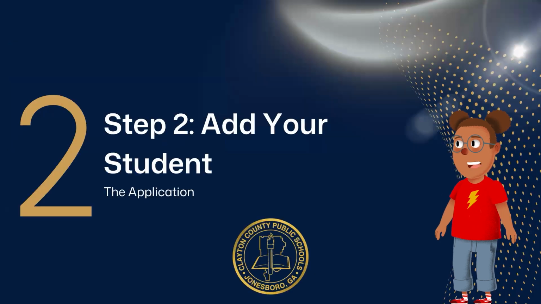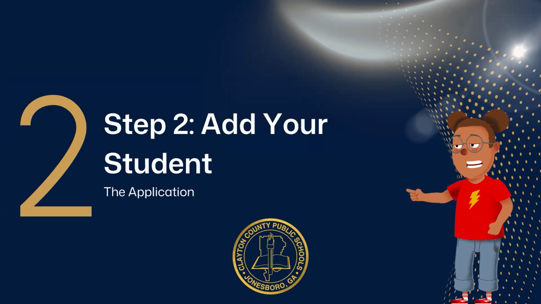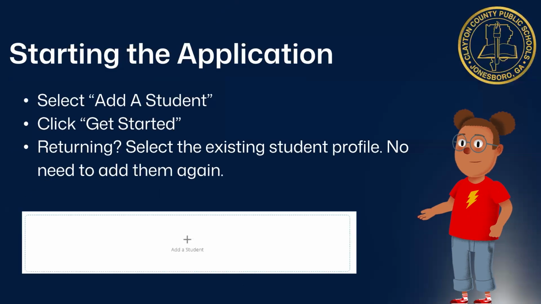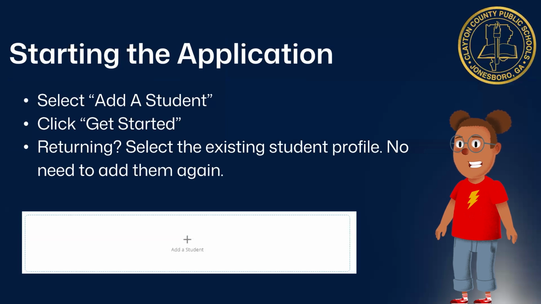All right, so your account is all set up. High five. Now we're on to the next big part. Actually adding your students' information, getting that application started. So when you log in, you'll see a button that says Add a Student. You'll click that and then hit Get Started. Oh, and here's a great little time saver for you. If your student is returning, you don't have to fill everything out all over again. Just select your profile that's already there and you're good to go.